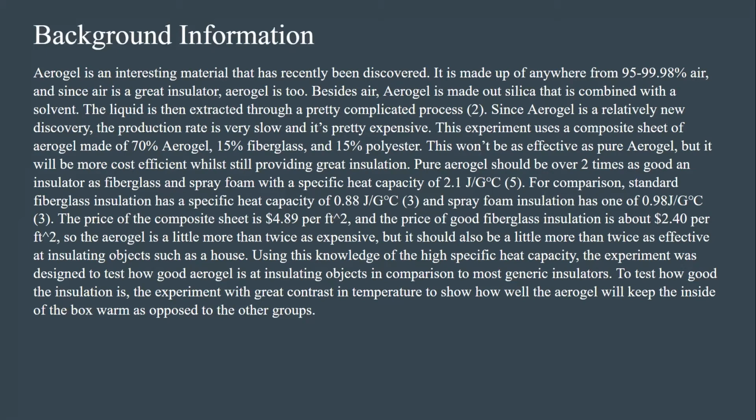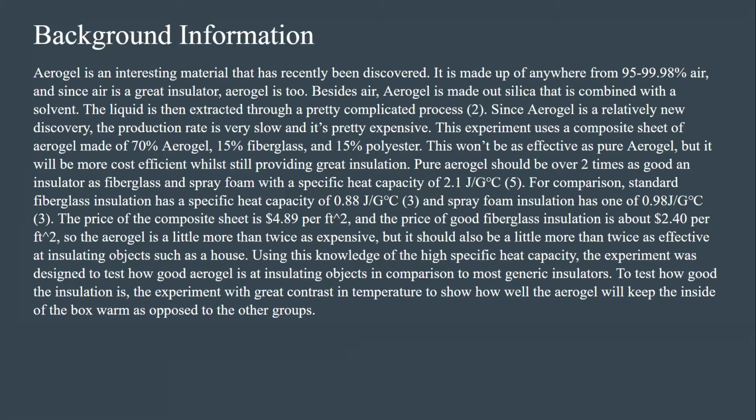This experiment uses a composite sheet of aerogel made up of 70% aerogel, 15% fiberglass, and 15% polyester. This won't be as effective as pure aerogel, but it will be more cost efficient while still providing great insulation. Pure aerogel would be over 2 times as good an insulator as fiberglass and spray foam, with a specific heat capacity of 2.1 joules per gram degrees Celsius. For comparison, standard fiberglass insulation has a specific heat capacity of 0.88 joules per gram degrees Celsius, and spray foam has one of 0.98 joules per gram degrees Celsius.